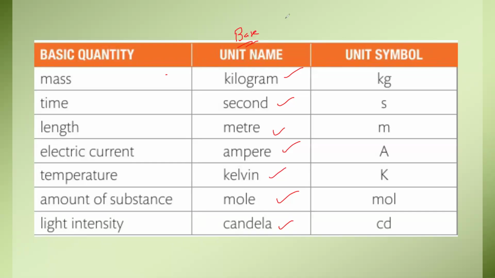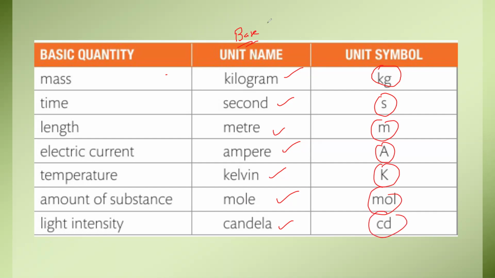Instead of writing them all out, like writing kilogram, second, we can use the symbol. If we want to mention kilogram, we use the symbol kg. For seconds, s. For meter, m. Ampere, A. Kelvin, K, capital K. Mole, it's mol. And candela is cd.